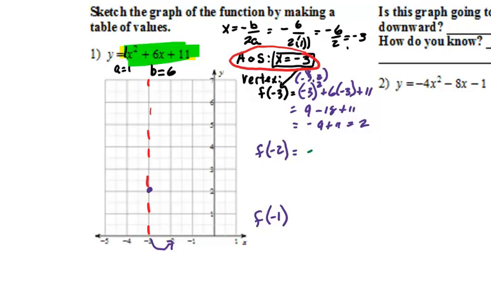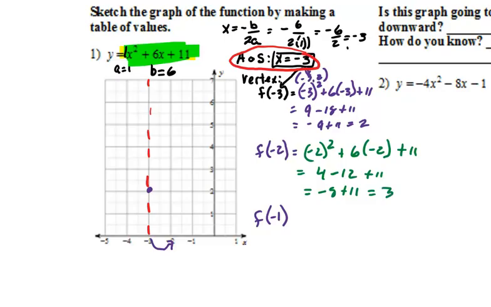So we plug it into, again, this right here. So we get negative 2 squared plus 6 times negative 2 plus 11 equals 4 minus 12 plus 11, which equals negative 8 plus 11, which equals 3. So that's going to give us the point negative 2 comma 3. Negative 2 comma 3. Right there.